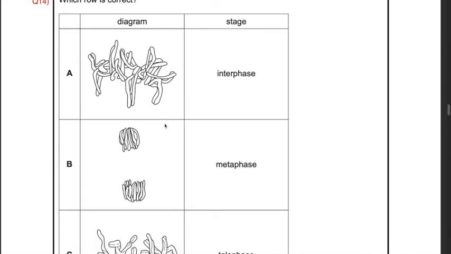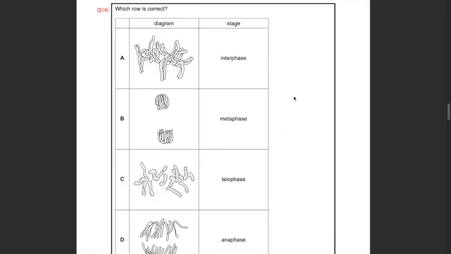Question 14. Which row is correct? They have given the columns as diagram and stage, and we simply have to go through each and every diagram and check whether the stage does match the given diagram. If you go through these given options, the best possible answer is D, because D talks about anaphase, and yes, at anaphase chromatid separation takes place, and the diagram does show chromatids being separated. Therefore, D represents the correct row. The other answers A, B and C do not correctly show the given stage.